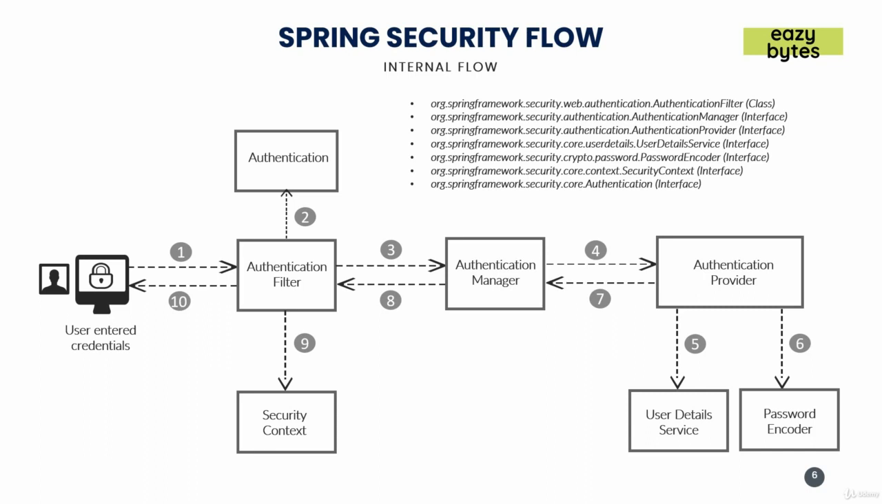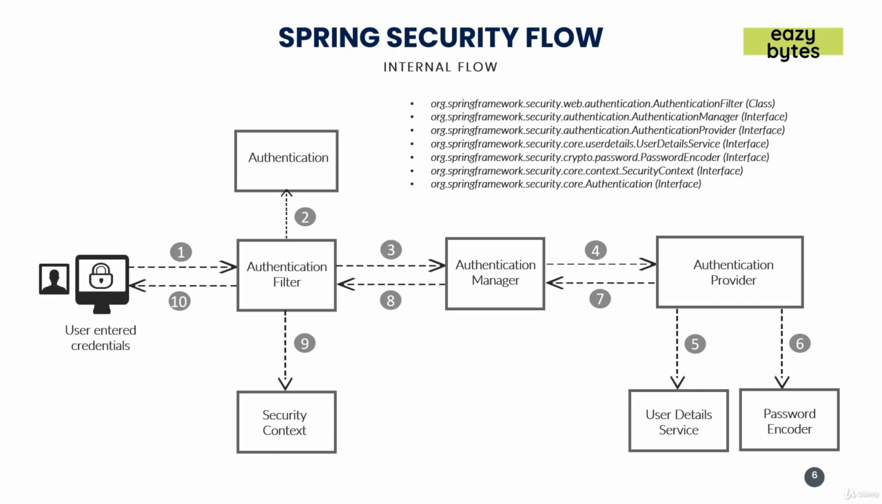Spring Security provides many password encoders, which we will be seeing in the coming sections, like BCryptPasswordEncoder, and NoOpPasswordEncoder for scenarios where we don't want our password to be encoded or encrypted. All possible password encoders are available in Spring Security. Once the authentication provider, using UserDetailsService and PasswordEncoder, has validated whether the input credentials are valid or not, the flow will be given back to the authentication manager, followed by the authentication filter.